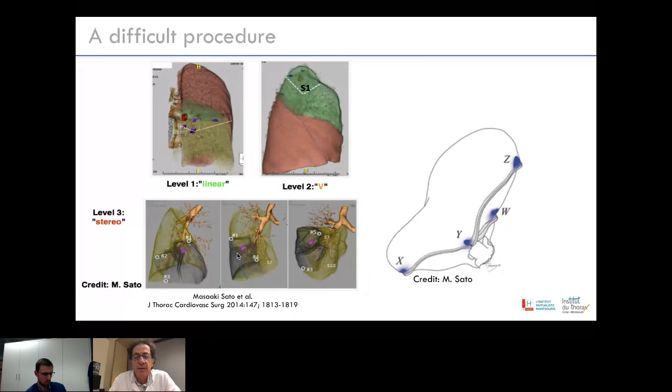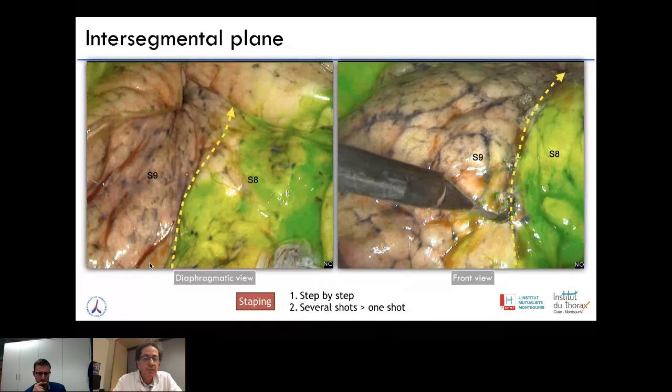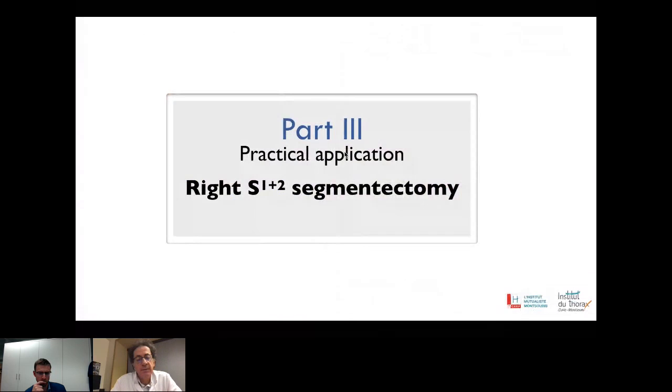after segment 9 and 10 in this patient. So you have segment 6, you have the middle lobe here, the segment 8, and here the staple line. Yes, this is just to show that you don't have to staple in 1 or 2 shots. Do that step by step.